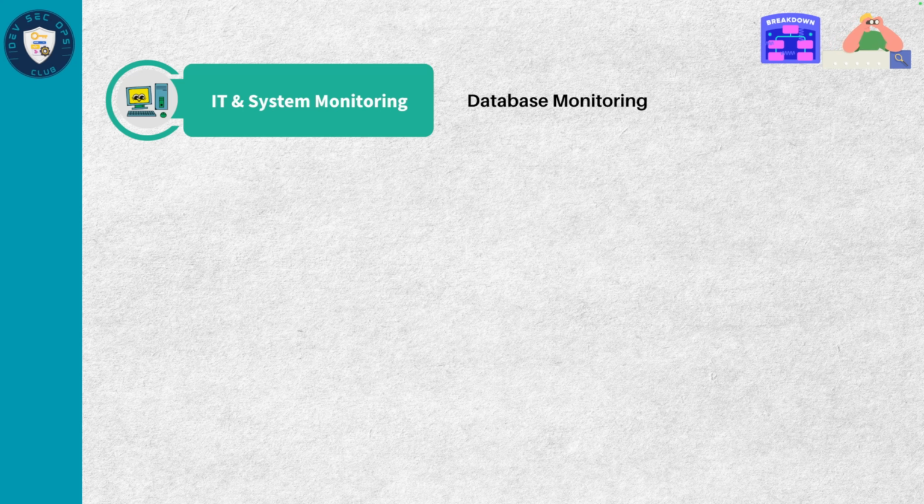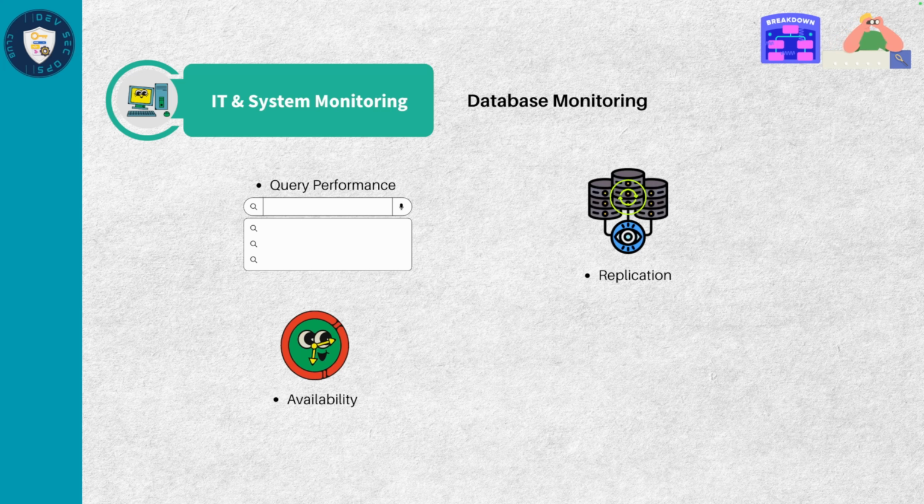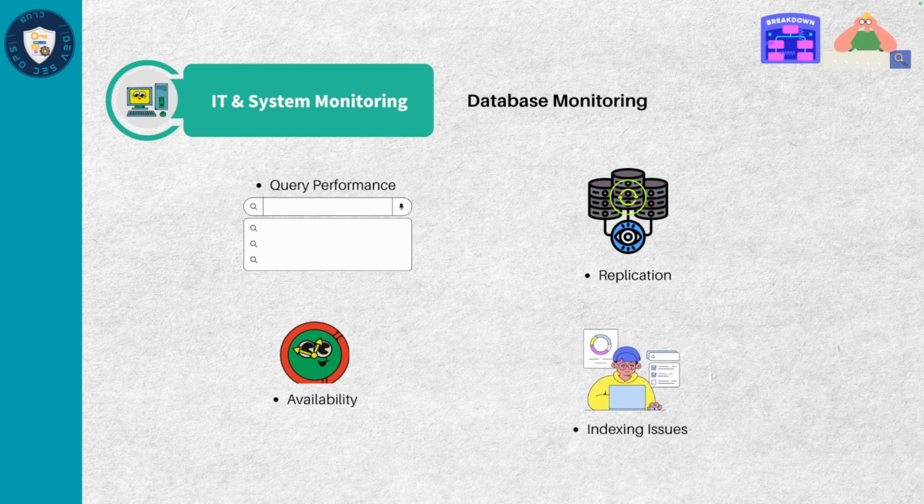And in database monitoring, the key aspects include query performance, how your query is performing when you execute it, and how long it takes to provide you the result. Similarly, replication: if you have multiple or redundant database services, are they syncing properly or not? Then availability, again a high-priority issue, right? Indexing issues: if indexes are not good, you will not get the proper result. So indexing is also really important.